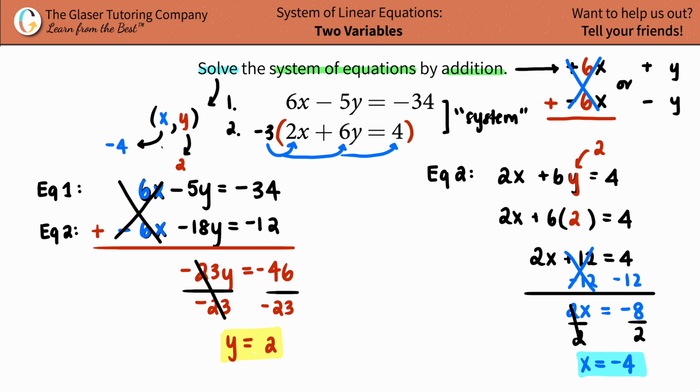So we could put this together because remember, we want to solve for that point. So the point is going to be negative 4, comma 2.